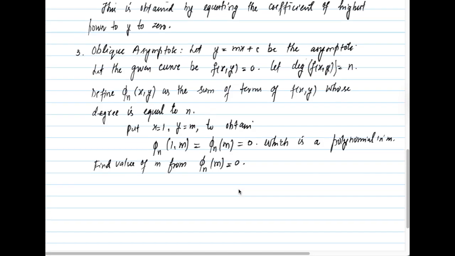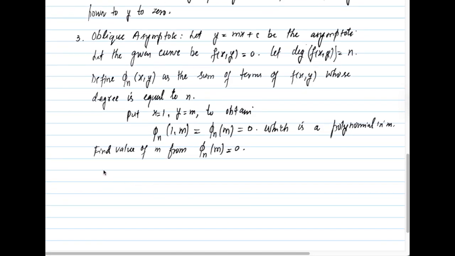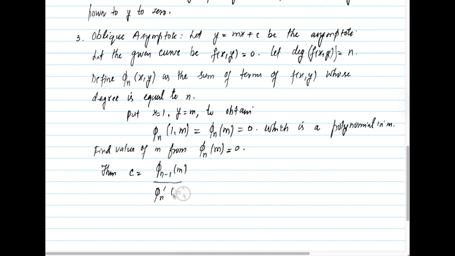So that will be our next step. Then finally we can find c. So then we define c. This is equal to phi n minus 1 at m, which is obtained in the previous step, divided by phi n dash of m. So this is the value of c.